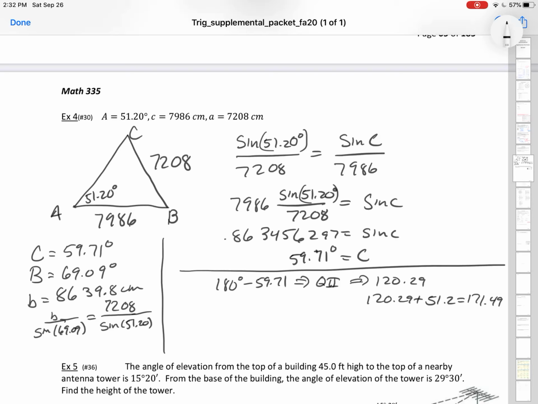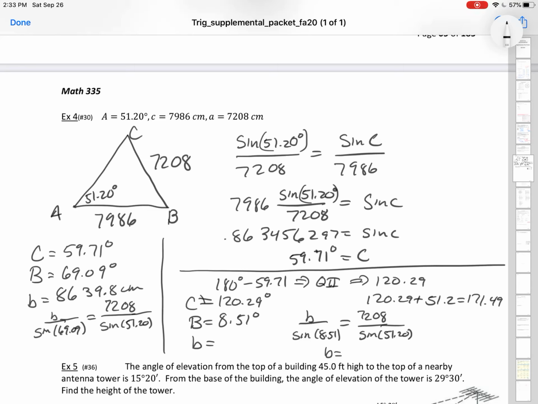So if we look up the makeup to 180, there is another angle. So angle C could also have been 120.29 degrees, which means angle B would be the makeup from 171.49 to 180, or more specifically 8.51 degrees, and that's going to give us a new little b. Little b over the sine of 8.51 needs to be equal to the 7208 over sine of 51.20, and we just go find that little b.